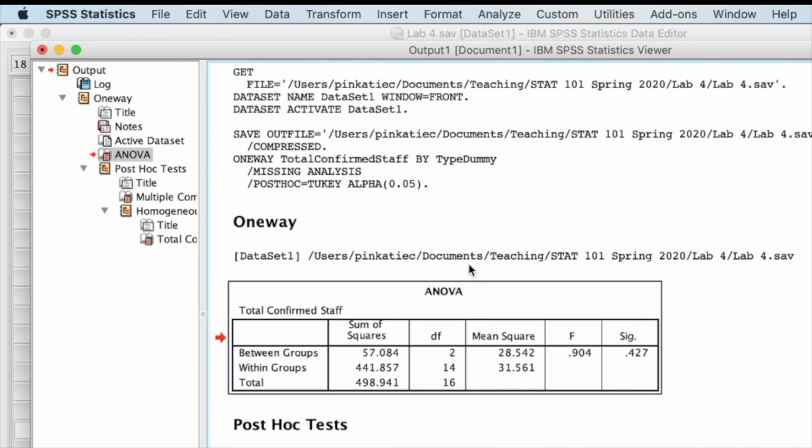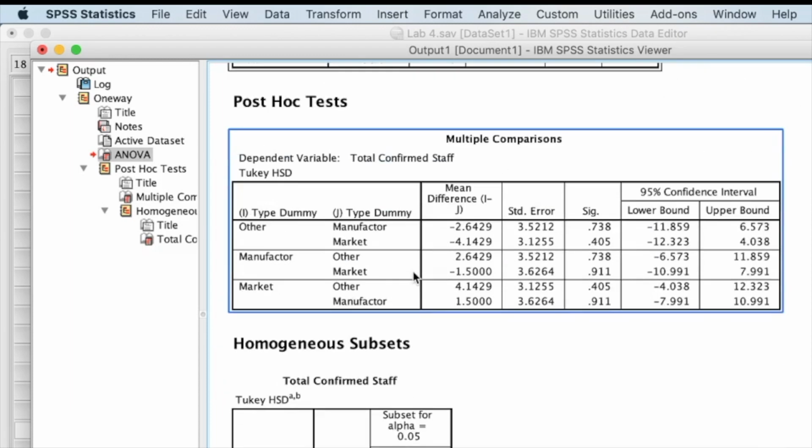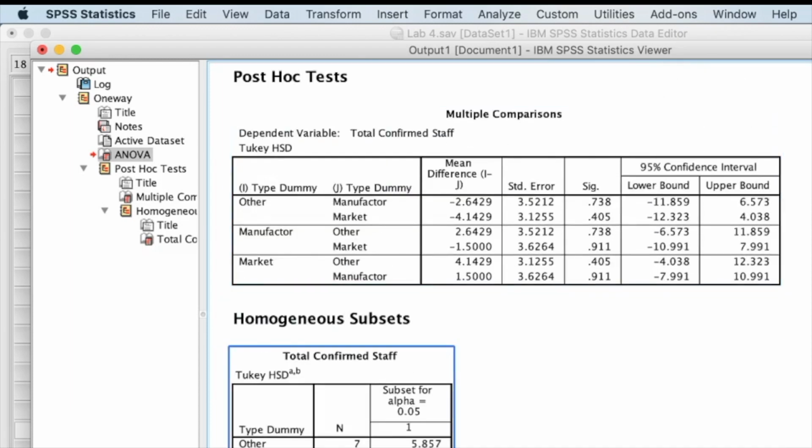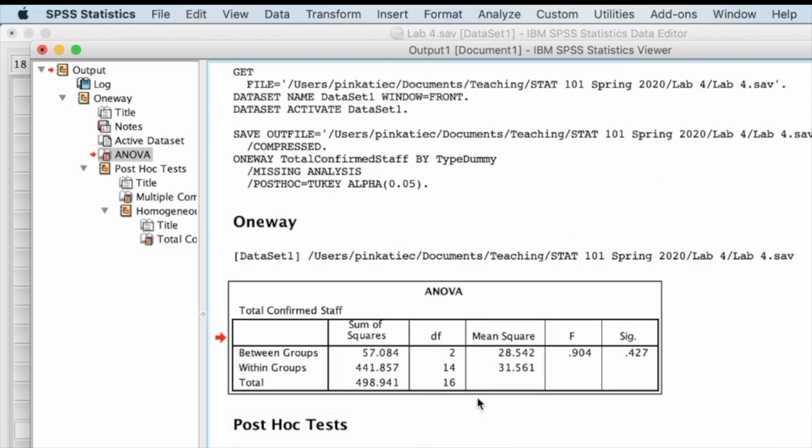So I wish I could see how many cases. 17 minus 3, yes. So we had 17 different outbreak areas. And so the within groups degrees of freedom is the number of cases we had, outbreak areas, minus the number of groups, which is 3. So that would be 14. And so then you add up the degrees of freedom to get total degrees of freedom.